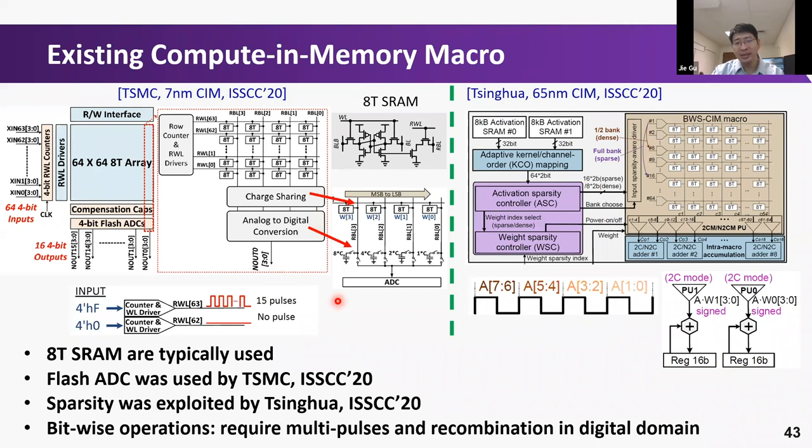And one issue we see in this kind of design is the bitwise operation, because every single SRAM cell only represents one bit, right? So if you want to deal with 8-bit or 4-bit, you have to find a way to combine the bitwise operation, which requires the recombination job in the digital domain and needs multiple pulses, which causes the efficiency loss in this kind of CIM operation.